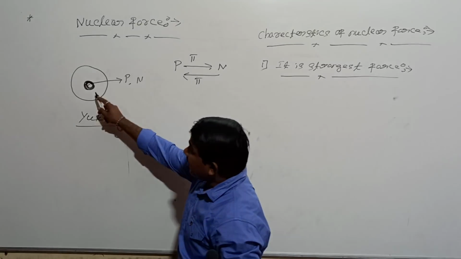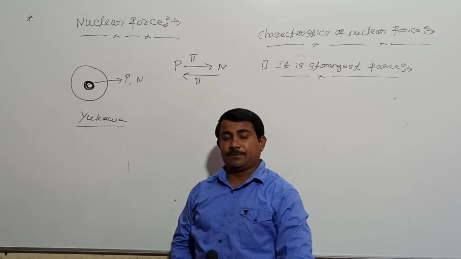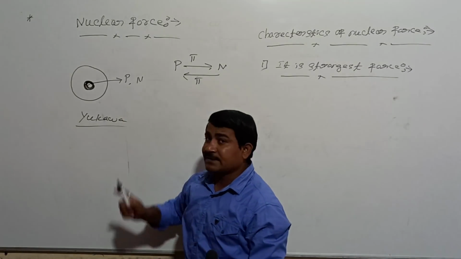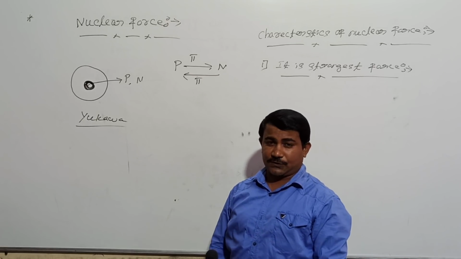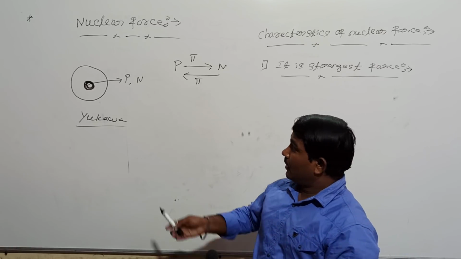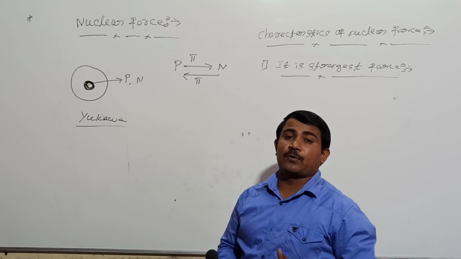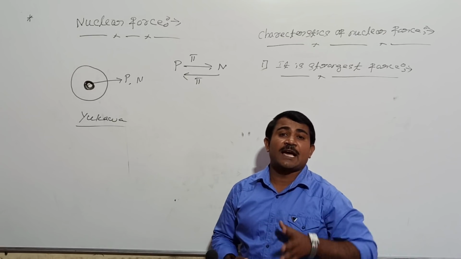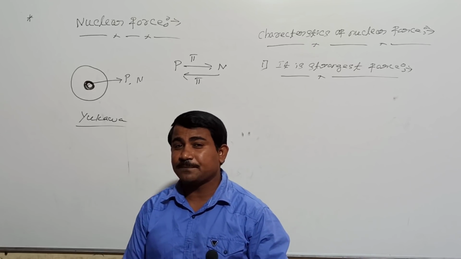Because inside the nucleus, two masses are there: proton and neutron. Protons and neutrons have masses, and due to masses they can attract, so gravitational force must exist. And inside the nucleus, protons are there. In between proton and proton, in between two charges, there is a force available. That force we are calling electrostatic force.